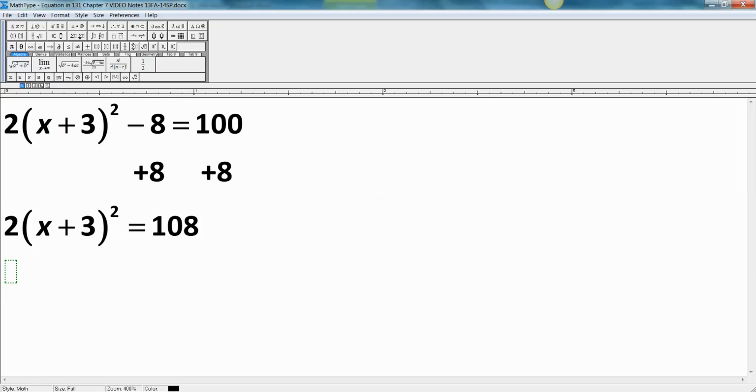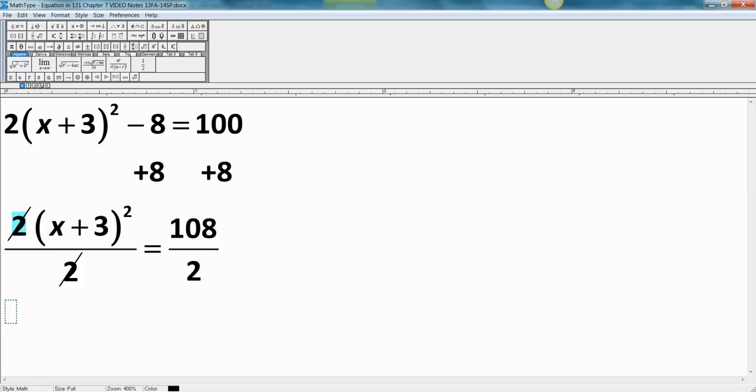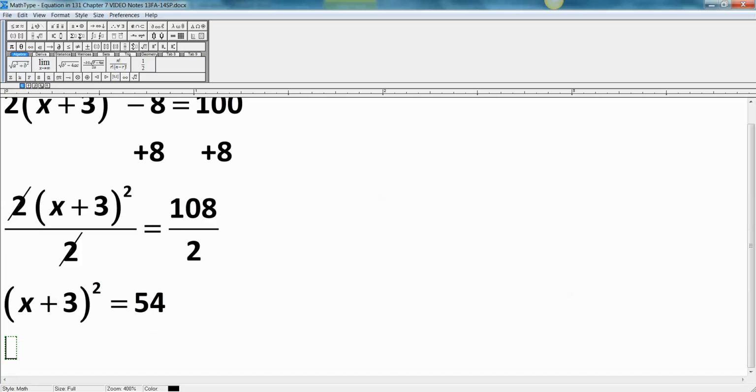Then I'm going to divide by 2, both sides. The 2's will disappear over here because they divide away to 1. 2 divided by 2 is 1. So I'm going to have (x plus 3) squared equals 54, right? And then now we want to take the square root of both sides.